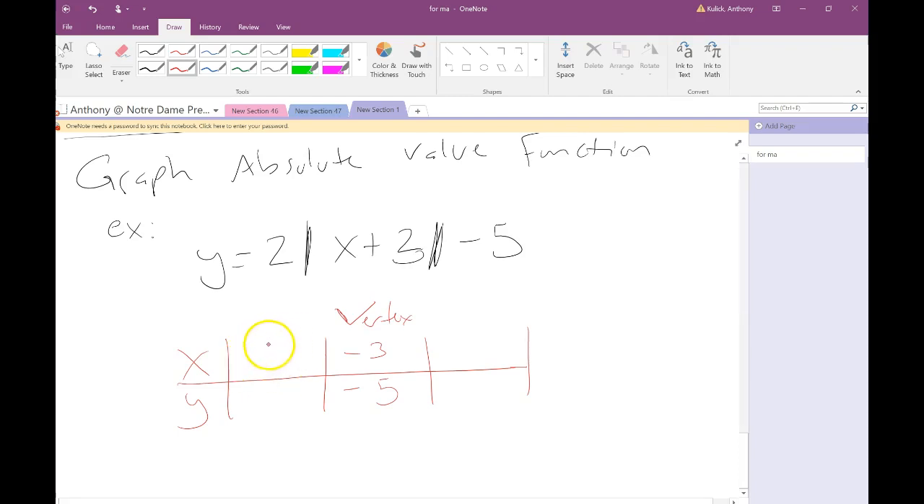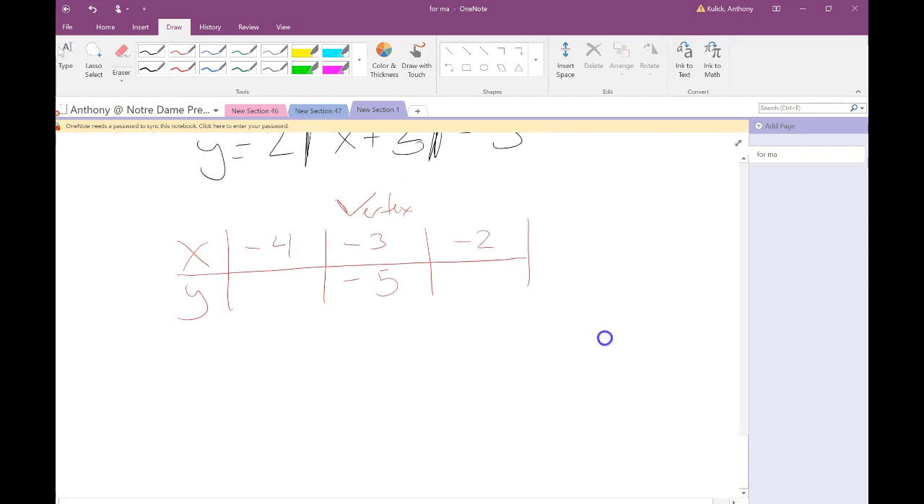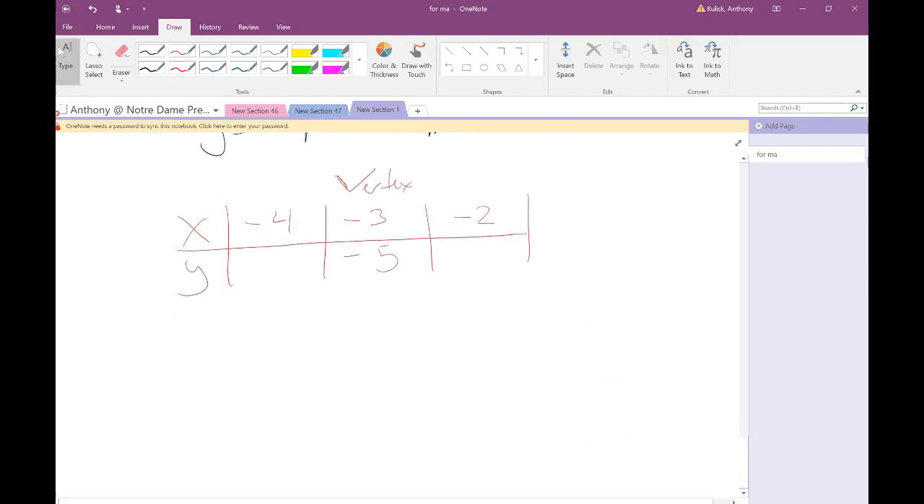that's less than -3. I could pick -4, for example. And then to the right of the vertex, I need to pick an x that's bigger than -3. I could pick -2, for example. Are those the only x's I could pick? No, there's lots of different possibilities, right?